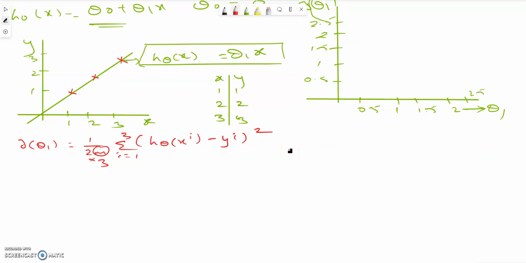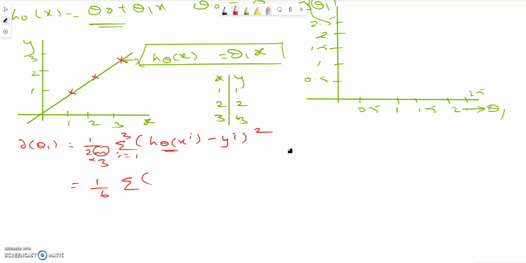Now from here, what I would like to do is 1 by 6, and substitute the values of the hypothesis. Here, what is h theta of x i? h theta of x i is the predicted value, right? The predicted value is 1 and the actual value is also 1. The green line shows the prediction, and the red point shows the actual value. So both the prediction and the actual value are on the same line.